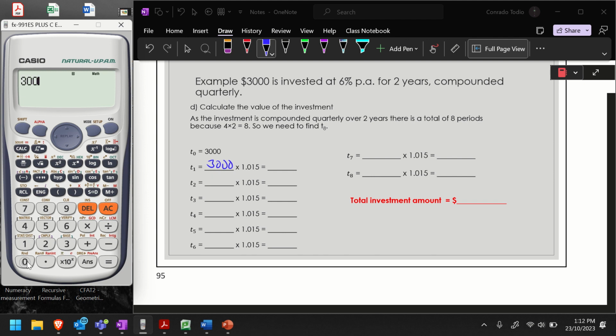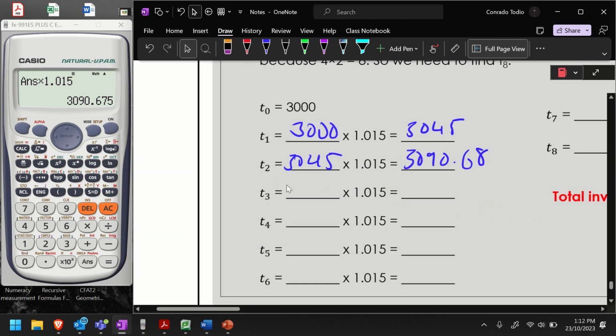You can use your calculator. Just go 3,000, enter, then times 1.015. The first term right there is 3045. And then for the second term, same deal. Multiply it again. It's 3090.68. Next one: we know it's going to be 3090.68 times that, which is 3137.04.